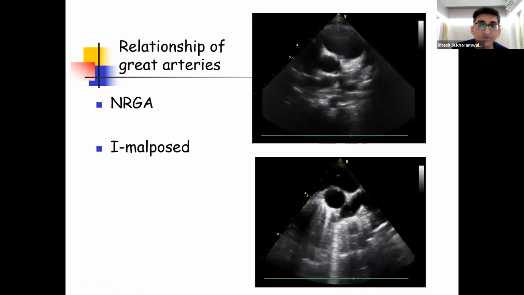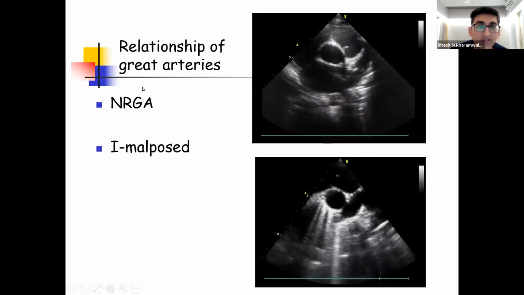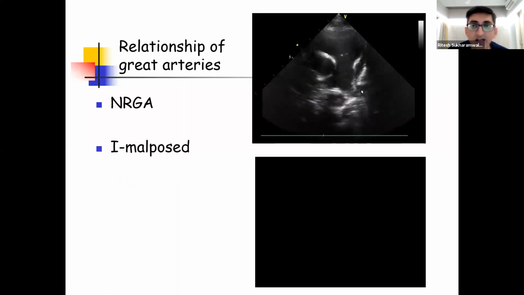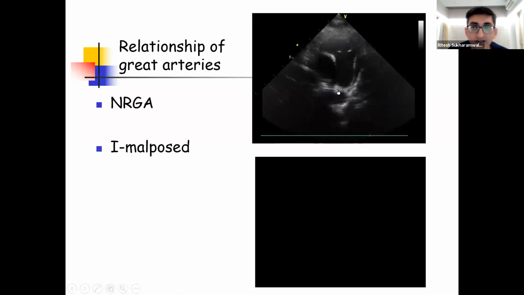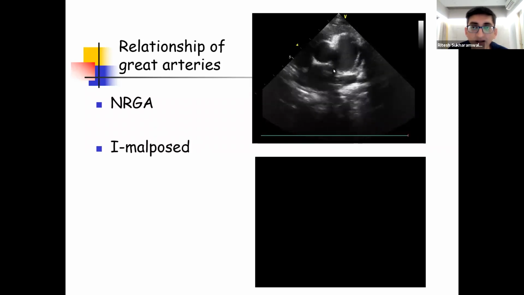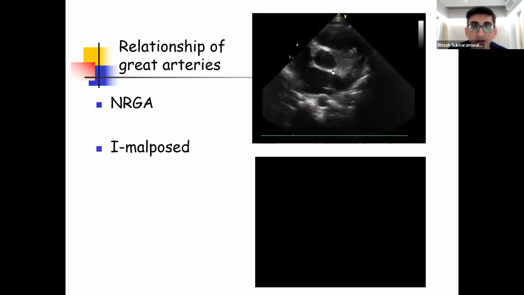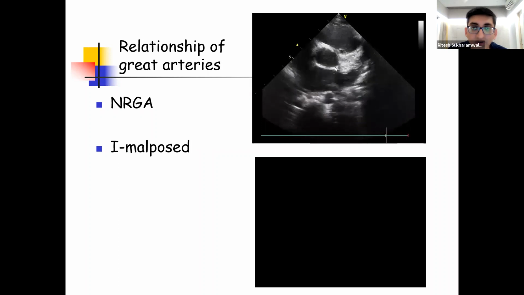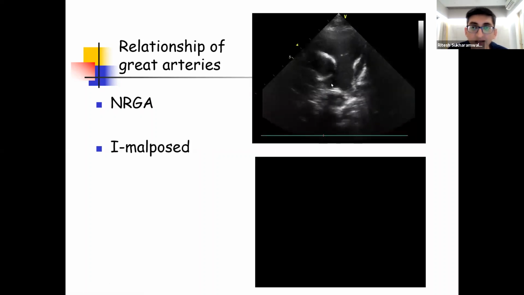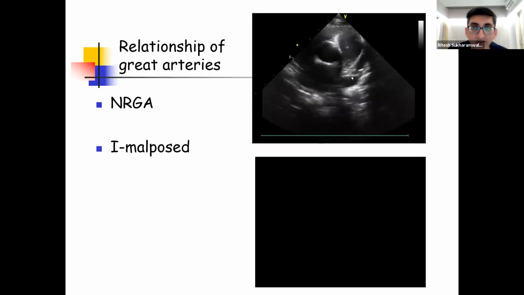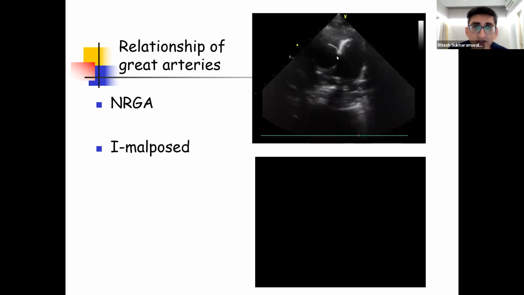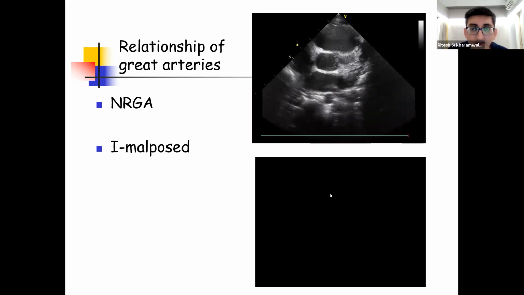So now coming to the relationship of the great vessels. We have four types of relationship of the great vessels: the normally related great vessels, the I malpose great vessels, the D malpose great vessels, and the L malpose great vessels. In normally related great vessels, the aorta is posterior and to the right of the pulmonary artery. So how do you define the aorta? The aorta is defined by the presence of a coronary artery arising from it, and the pulmonary artery is defined by the branching pattern. So this vessel, with the branching pattern, is the pulmonary artery, and this vessel is the aorta. So when the aorta is posterior and to the right, it is known as normally related great vessels.